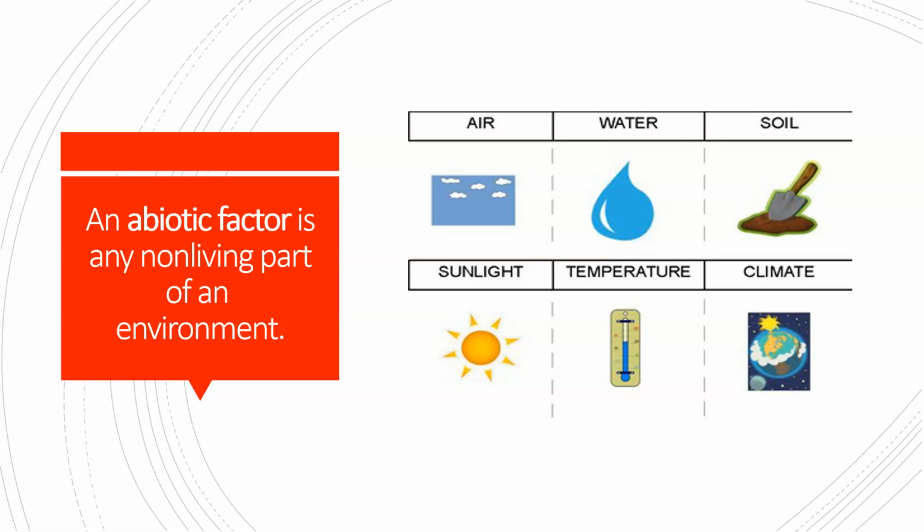An abiotic factor, remember A means without, so without living. An abiotic factor is any non-living part of the environment. So that would be your air, your water, your soil, your sunlight, your temperature, your climate.